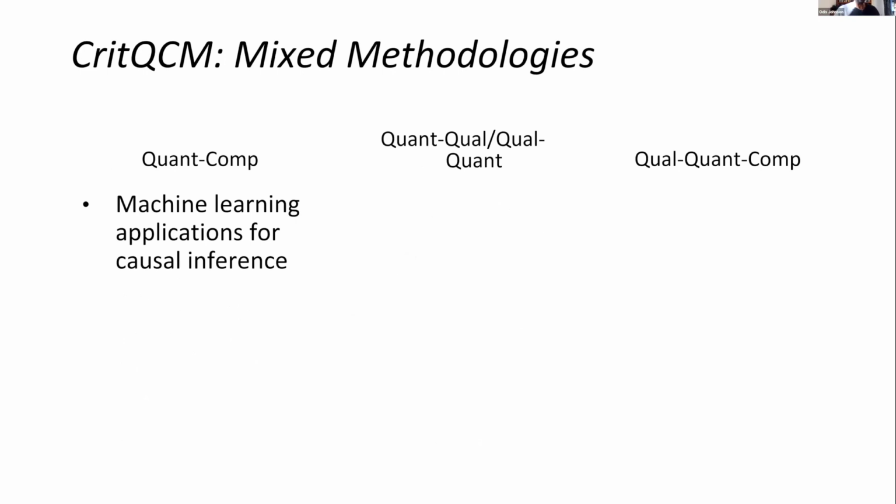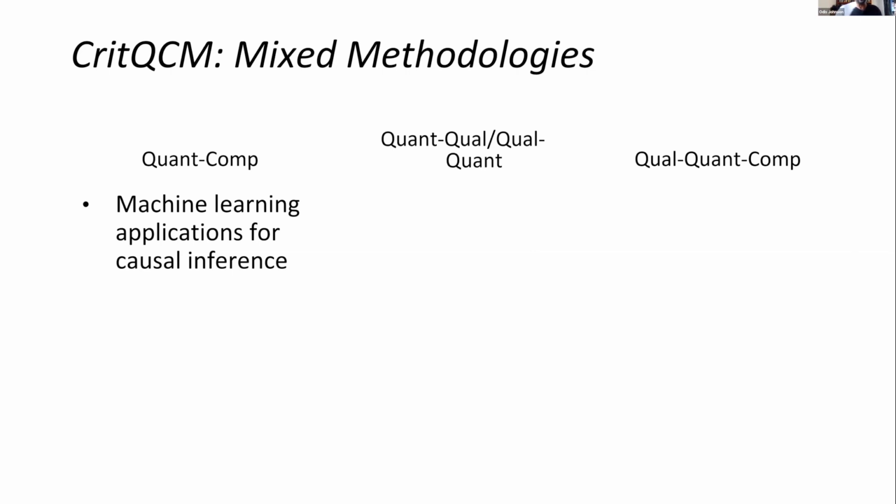And when I say mixed methods, I want us to think about mixed methods a little bit more broadly, because mixed method is just not qual comp or comp qual or quant qual. It is a lot of these other things, right? So I'm thinking about quant comp. That means quantitative computational.